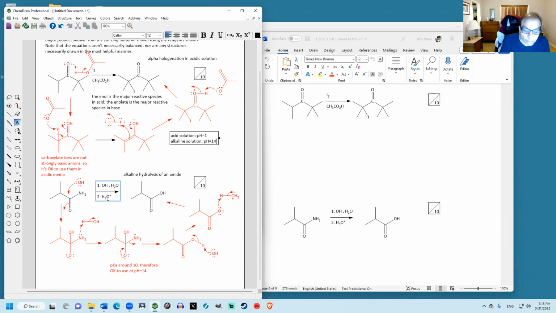And then that's when we add the H3O plus. The first thing the H3O plus does is neutralize the OH minus that's left over. And then it starts putting the protons onto the carboxylate ion. So we show H3O plus putting a proton onto the carboxylate ion, and that gives us the final product.